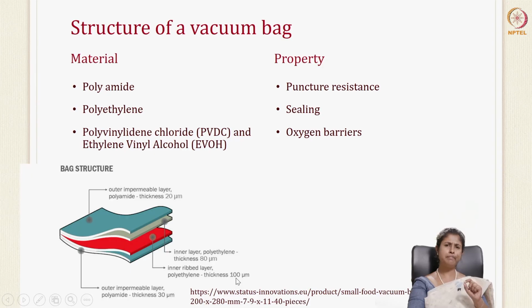Now, if you remember, inner layers are usually made of polyethylene because polyethylene is heat sealable. The others cannot be heat sealed. So if you want your package to be heat sealed, your inner layer is usually a polyethylene layer. And again, an outer impermeable layer of polyamide. This polyamide impermeable layer is an oxygen barrier. You can also incorporate an aluminum foil layer in case you want a better barrier.